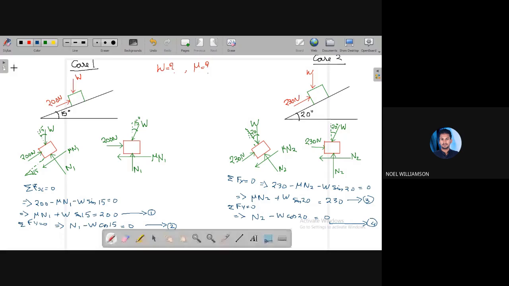Okay, I will give you a hint. From equation number 2, you will find the value of N1 and you can substitute in equation number 1. So you will get another equation 5. Similarly, from equation 4, you have to find N2 and substitute in equation number 3. You will get another relation. And solving those equations, you will easily get the value for W and mu.